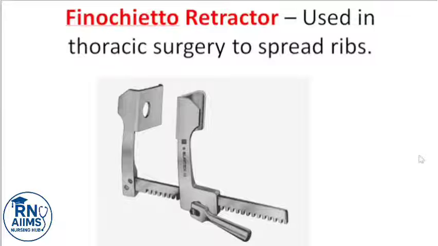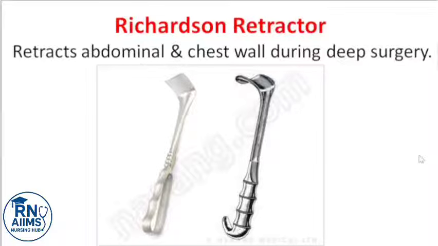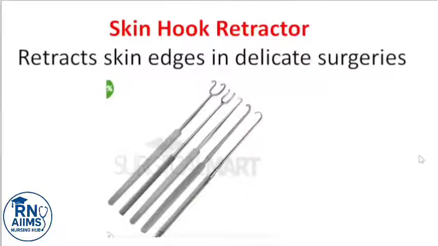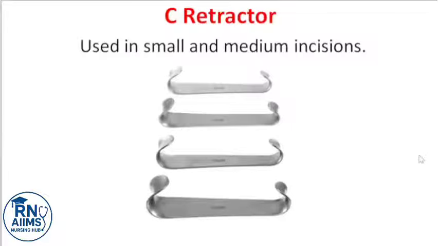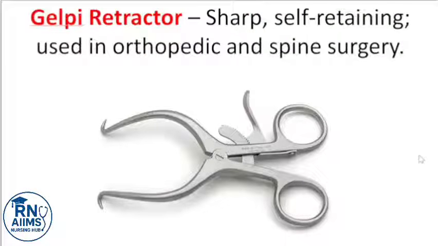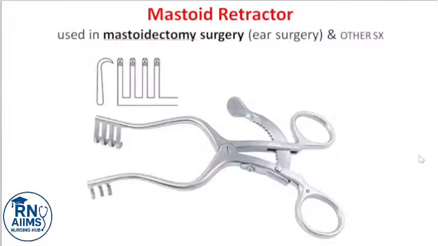Finochietto retractor, used in thoracic surgery to spread ribs. Richardson retractor, retracts the abdominal and chest wall during deep surgeries. Skin hook retractor, retracts skin edges in delicate surgeries. C retractor, used in small and medium incisions. Gelpi retractor, sharp self-retaining, used in orthopedic and spine surgeries. Master retractor, used in mastectomy surgeries and other surgeries.